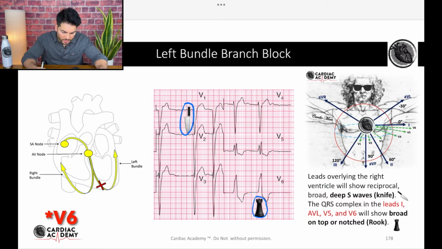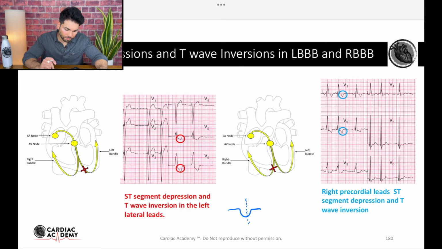All right, very good. Okay, another important thing to notice is that remember that any abnormal depolarization will give you an abnormal repolarization, okay? So it's completely expected to see T-wave inversion and ST depressions on both right bundle branch blocks and left bundle branch blocks, okay? Let's take a look here.